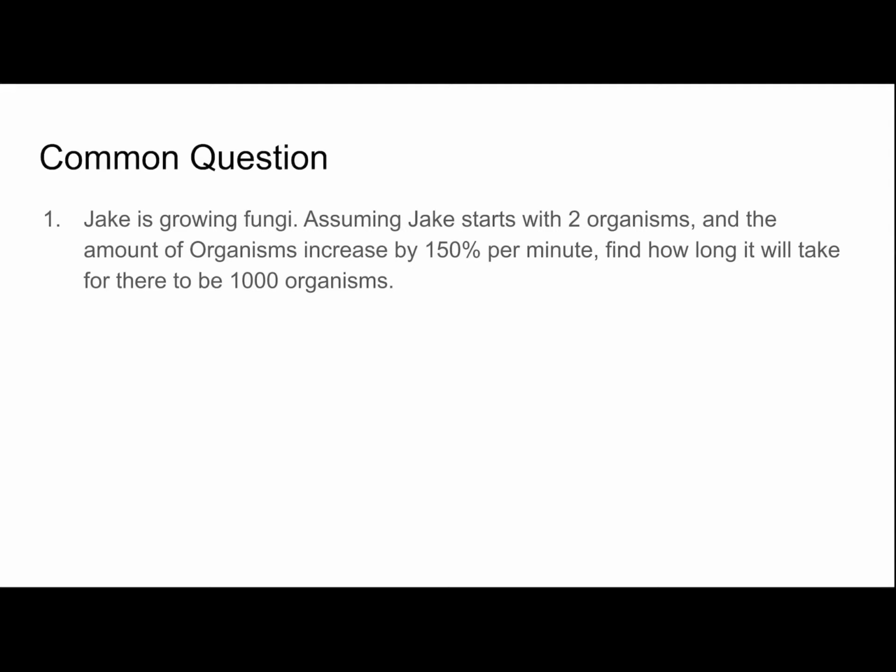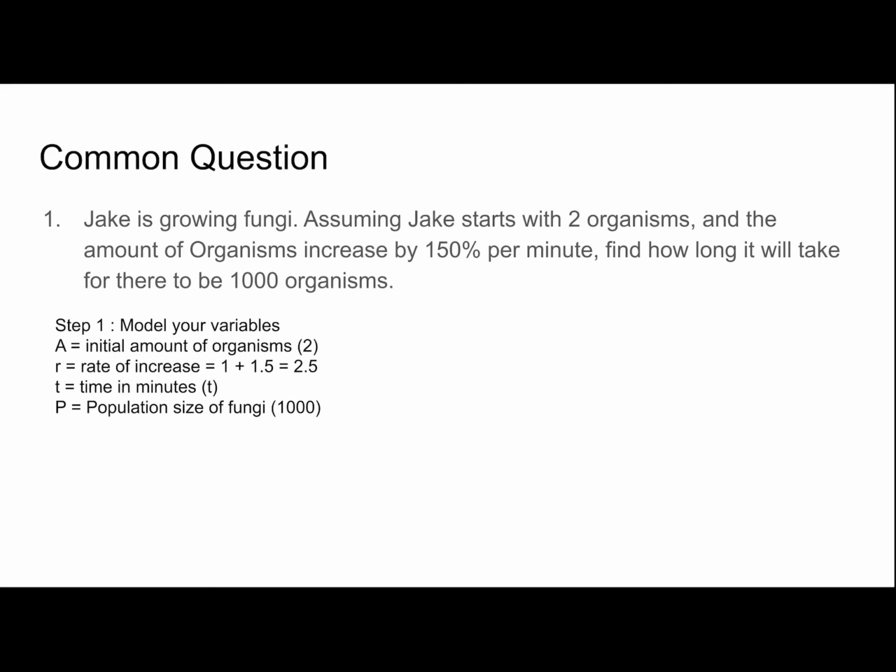First thing we've got to do is model our equation, model your variables. Our A is the initial amount of organisms. In this case, it's 2. We start off with 2. The rate of increase is 150% per minute. Like I said before, it's the whole thing plus whatever we're increasing by. So we have 1 plus 1.5, which is 2.5, our rate of increase. Our time is in minutes, which we're trying to find. And the population size of fungi we're trying to reach is 1,000.